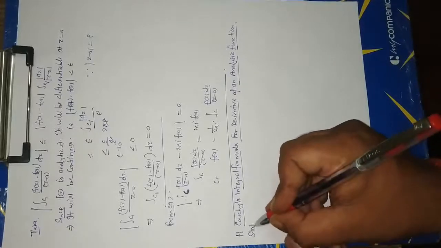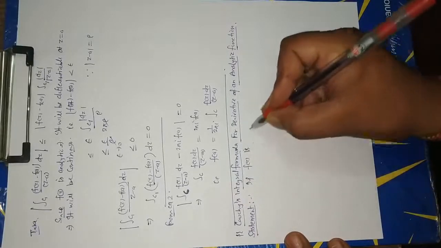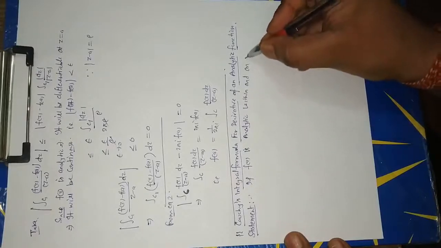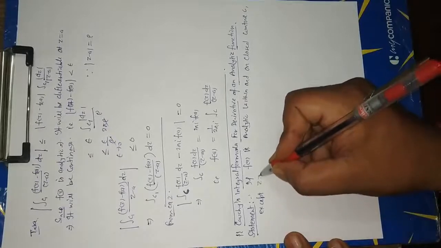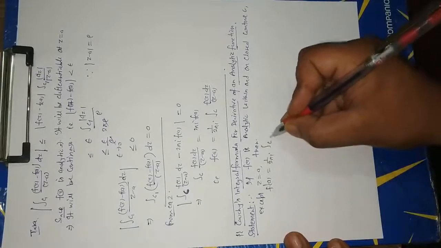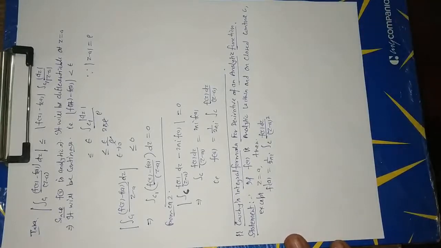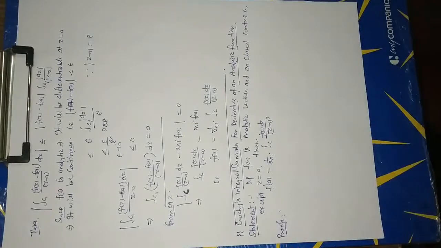Now the statement: if f(z) is analytic within and on a closed contour C except at z equal to a, then f dash a is equal to 1 upon 2 pi i integration over C of f(z) dz upon z minus a whole square. Okay, student. Proof. In this derivative, the figure will be the same as for the Cauchy integral formula.